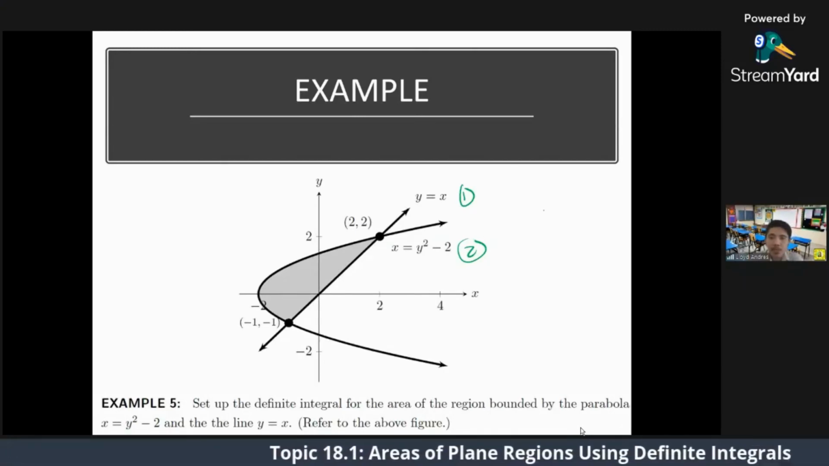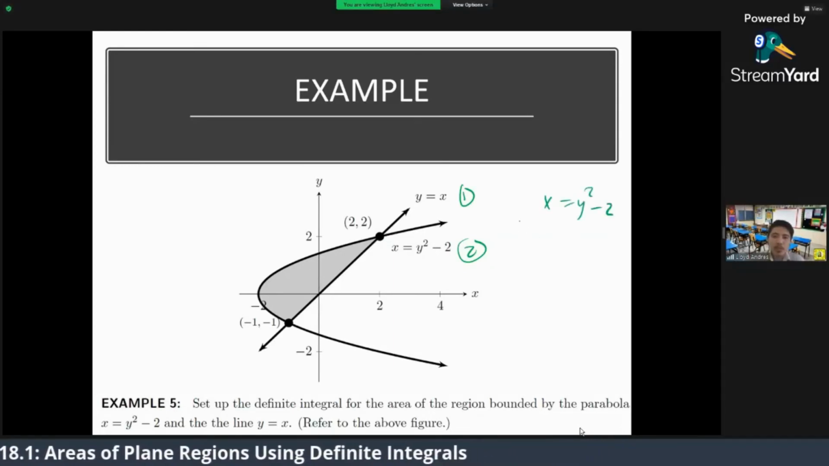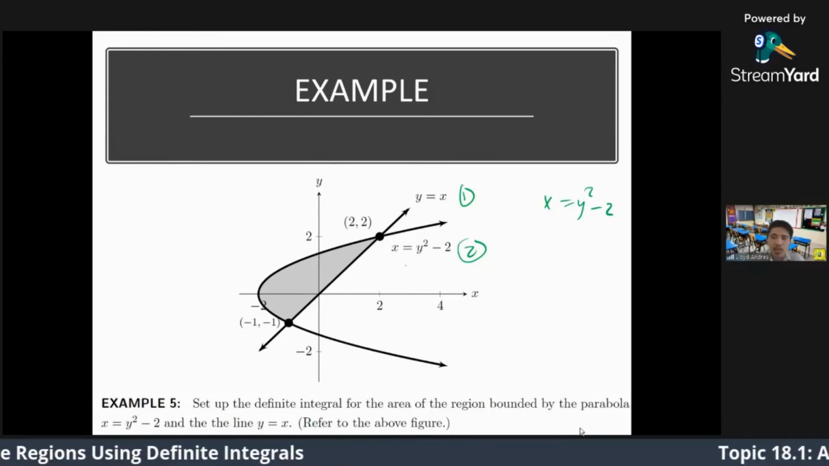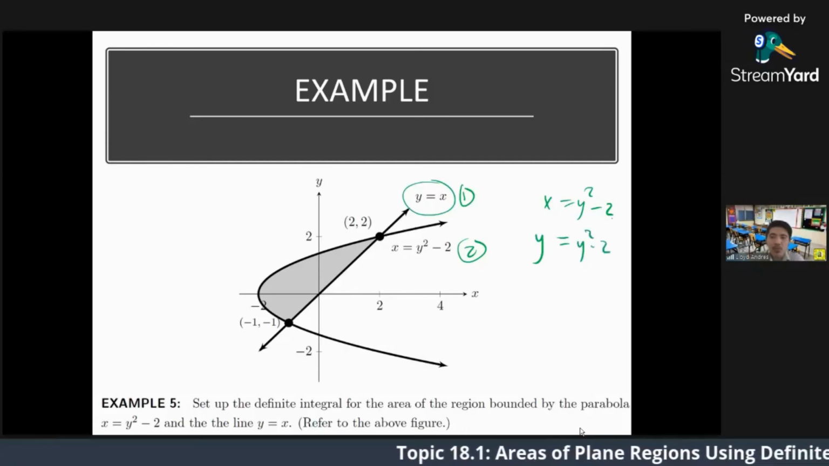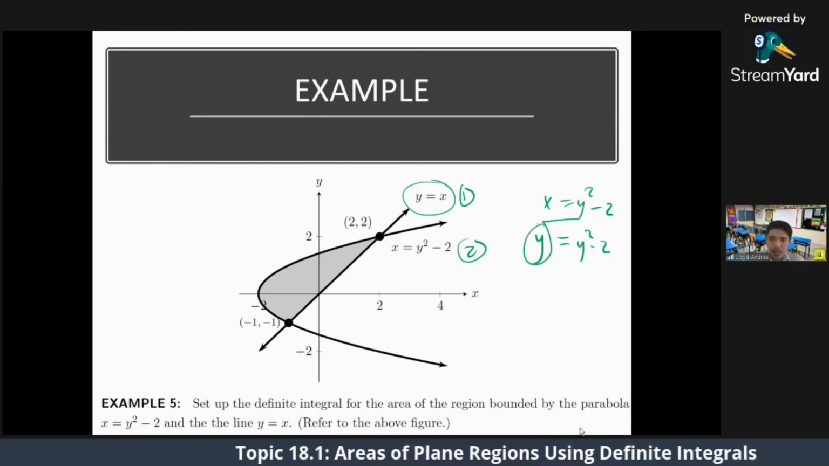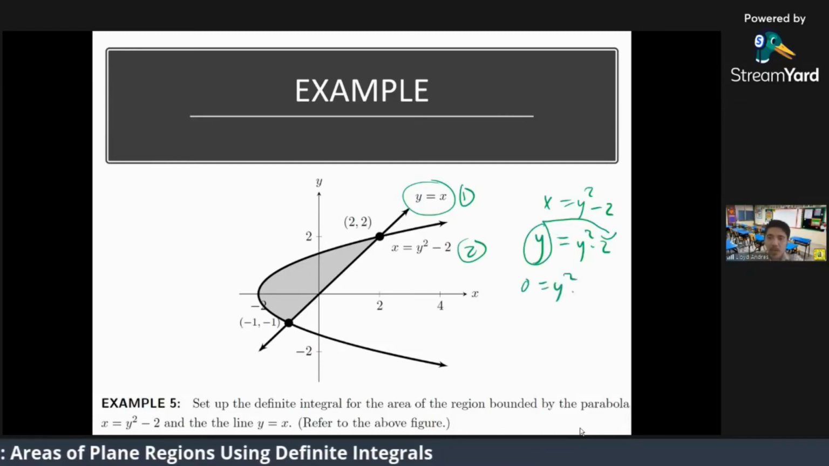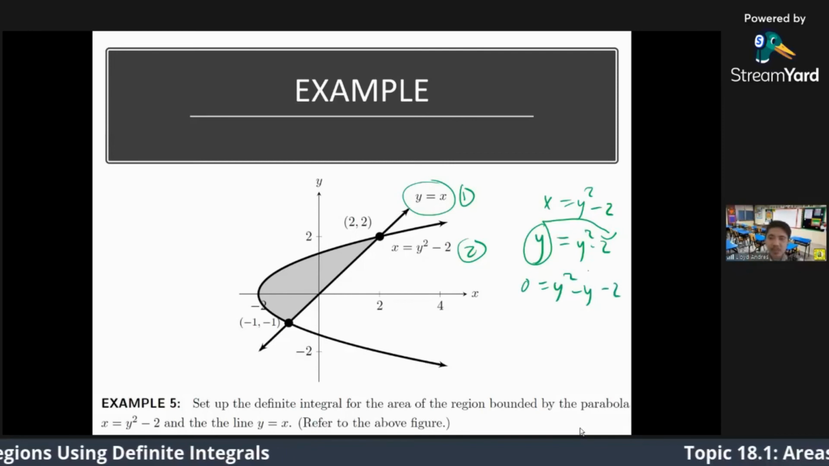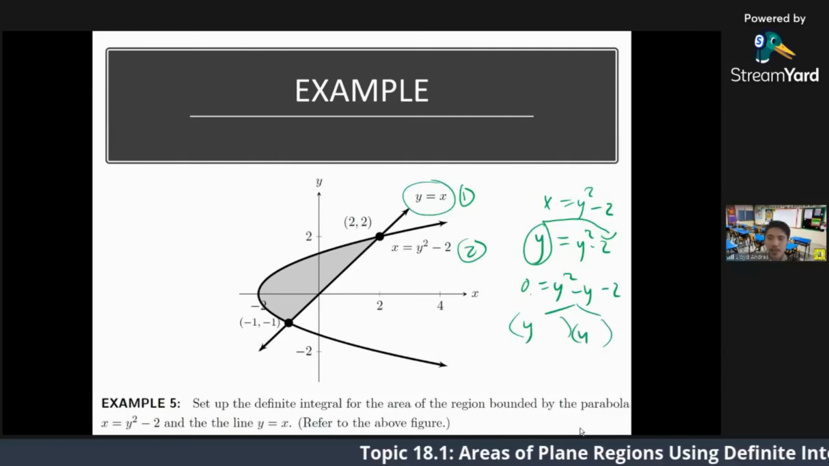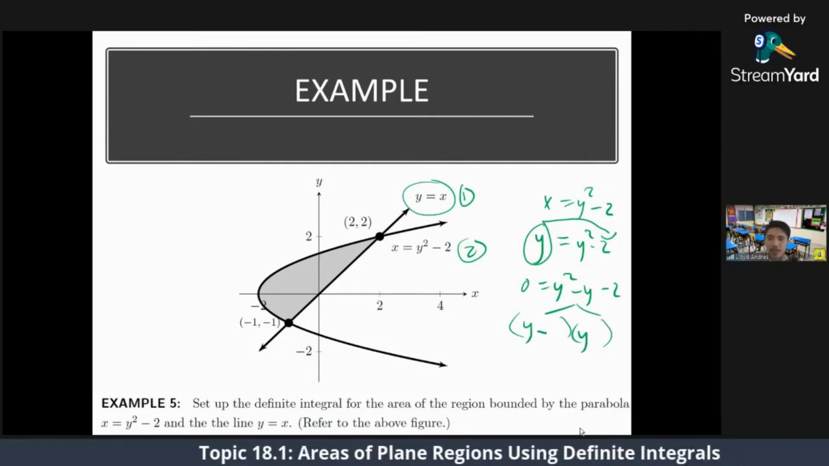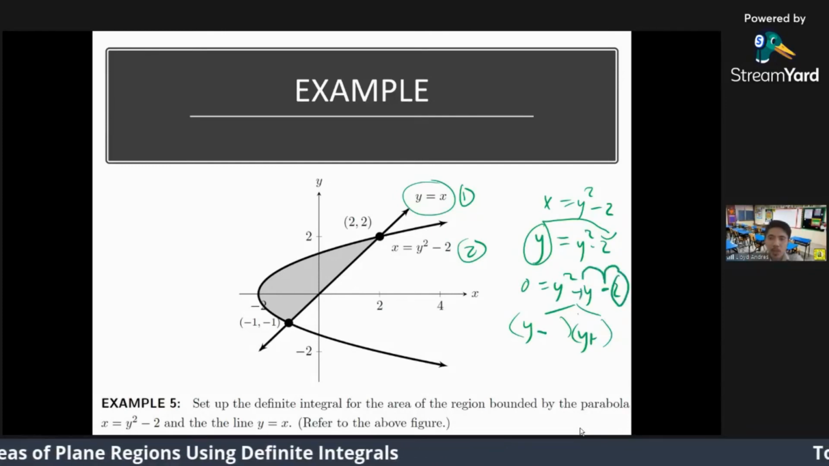Second equation, x equals y squared minus 2. Then by substitution, we replace the x with y, since they are the same. Using equation 1, y equals y squared minus 2. Then we transpose, so that becomes 0 equals y squared minus y minus 2. Then apply factoring. The factors need different signs because of the minus, and the factors of negative 2 are 2 and 1.